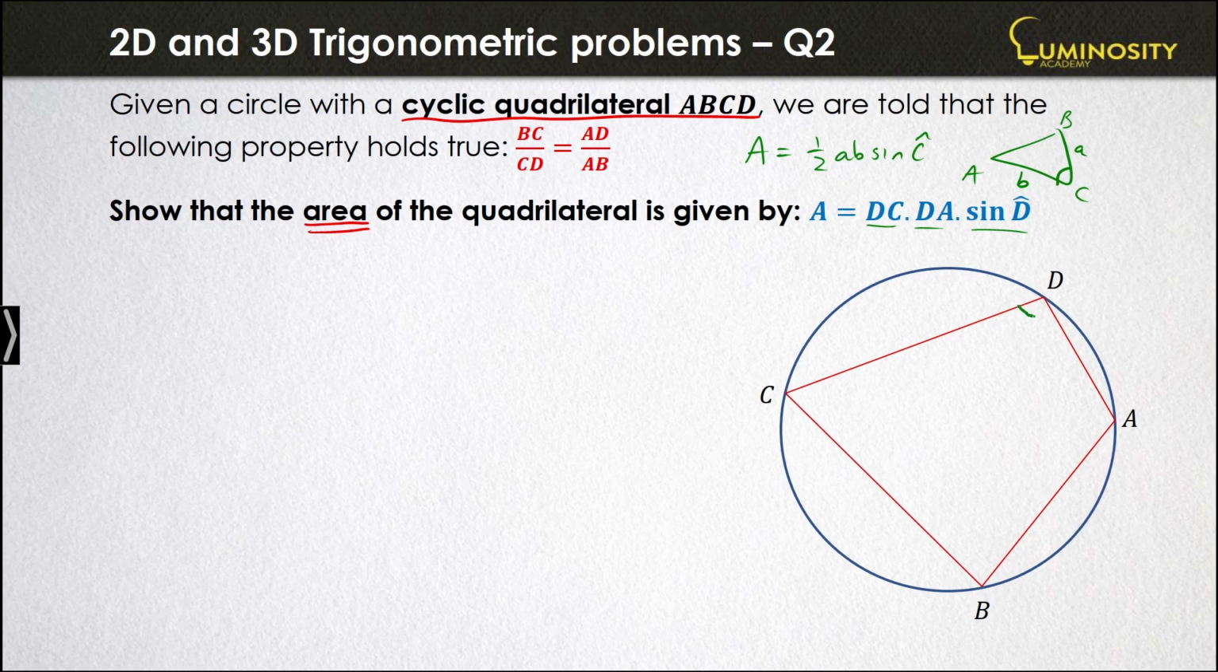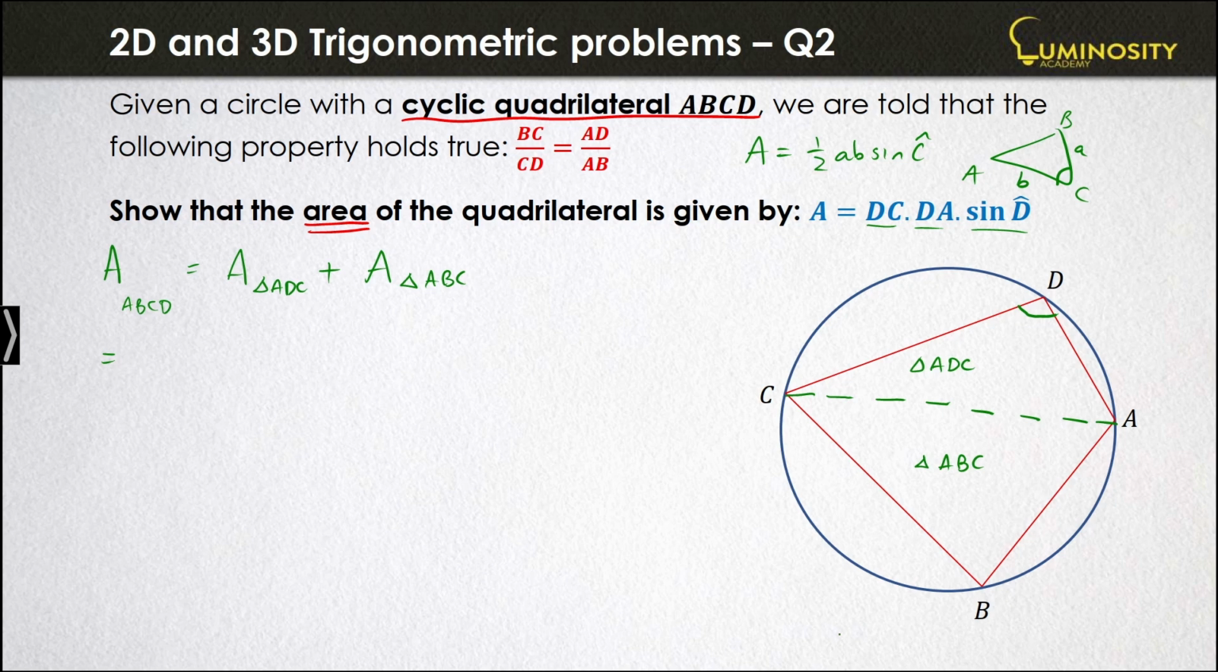So I know they want sine of angle D. If I construct this line here, CA, we cannot assume that that's a diameter because we don't know if that passes through the center necessarily, but we know it's just a straight line. Now, can you see, I have triangle ADC here and triangle ABC here. So I can say that the area of the quad ABCD is equal to the area of triangle ADC plus the area of triangle ABC. If I can just work out the area of these two triangles, then I'm good.